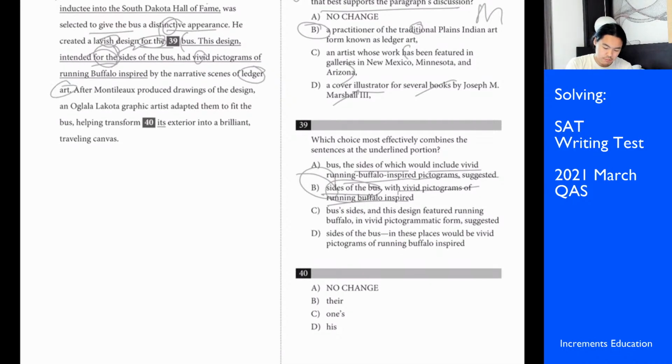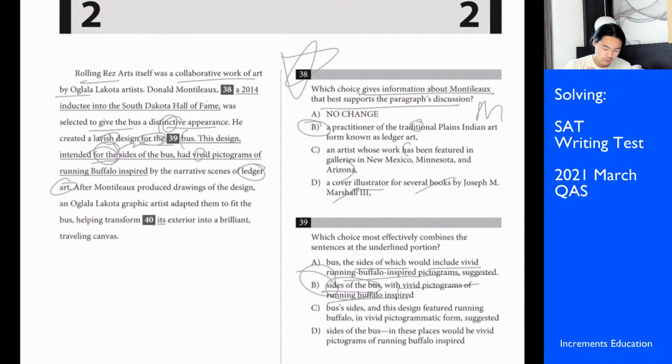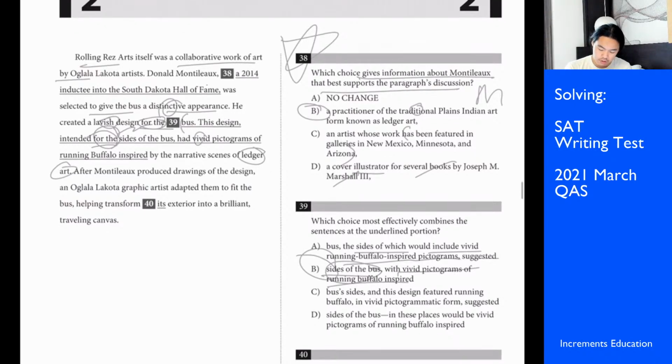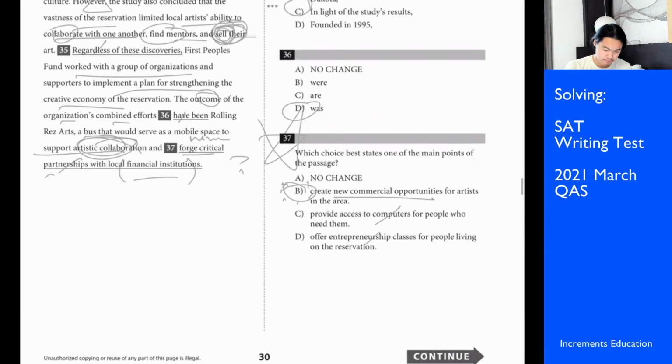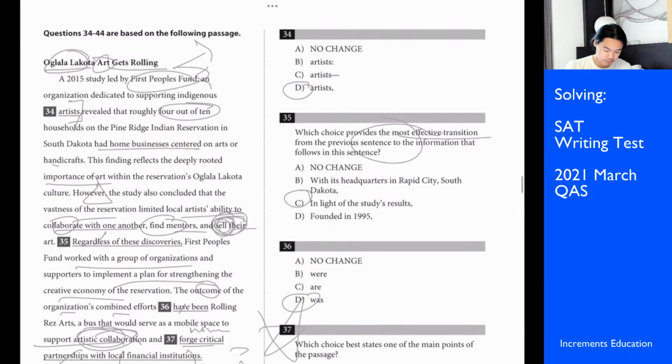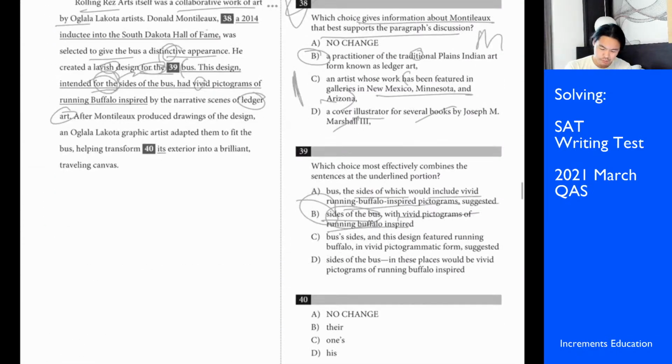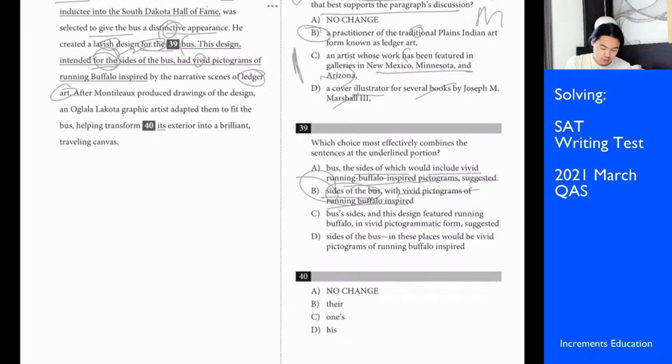And yes, we have the ledger art by narrative scenes of ledger art. He created a lavish design for the sides of the bus with vivid pictograms. This one is inspired by narrative scenes. Right. I wonder if this region thing is useful. I feel like with C, I'm looking at 38 again. I feel like with C, I don't really like it. All right, moving on. I'm going to go with B for now with 38. 40. Adapted them to fit the bus, helping transform the bus's exterior, so that's correct.